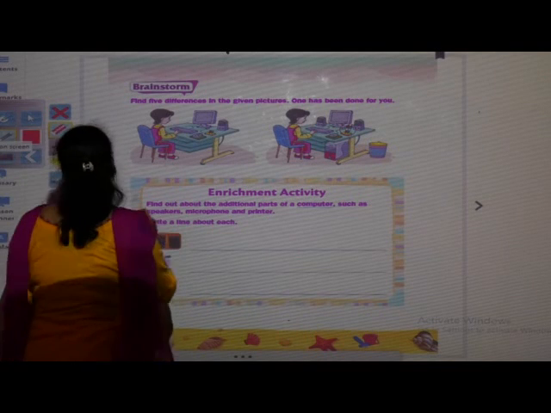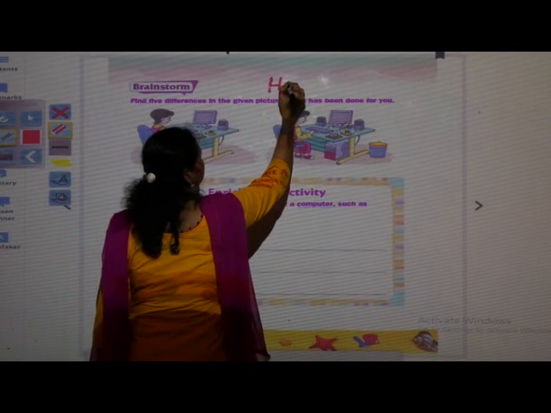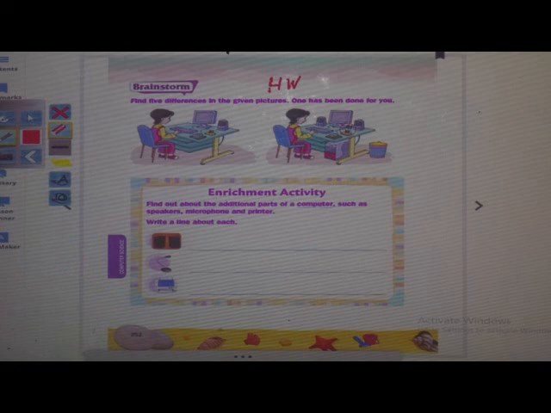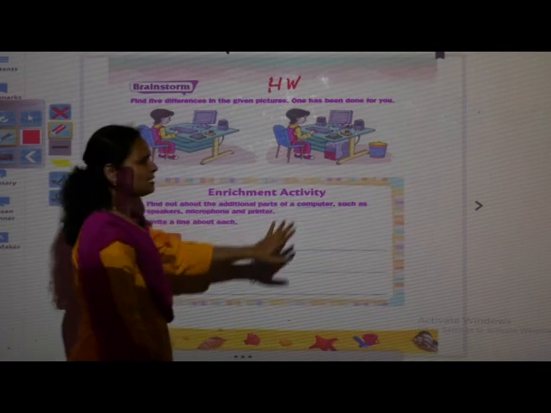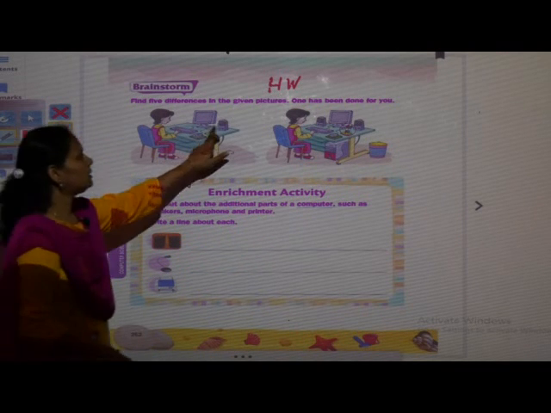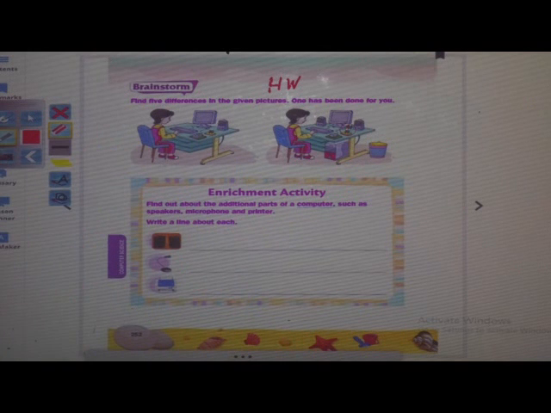This is your homework. So what is it? Find 5 differences in the given picture. One has been done for you. So here there are 2 pictures. It looks the same, but there are 5 different things in that. One is done. Here the pens are not there, but here the pen is there, so it is circled. So the remaining 4 you have to search and circle the things which are not there in one picture.